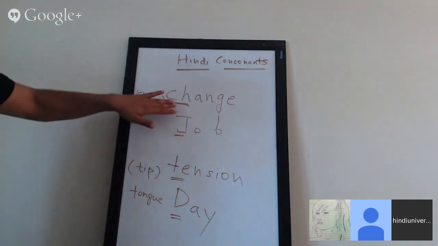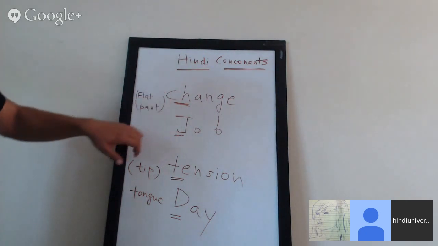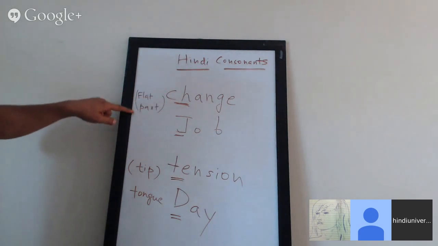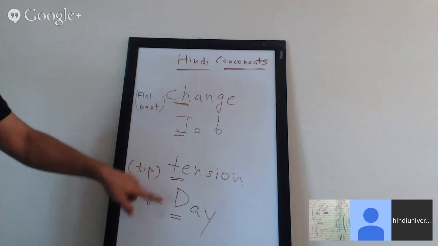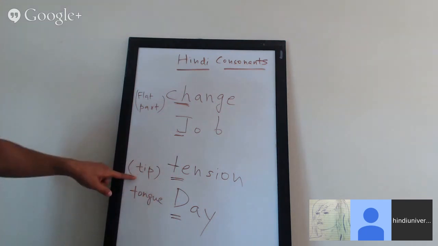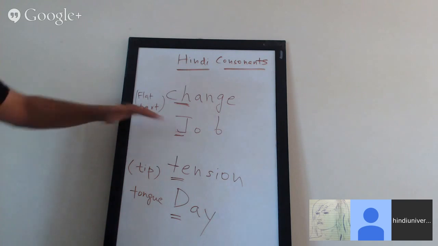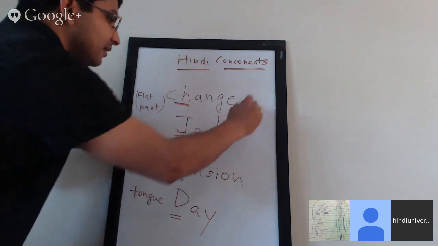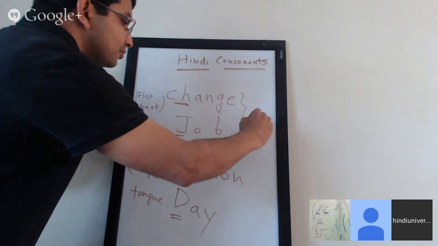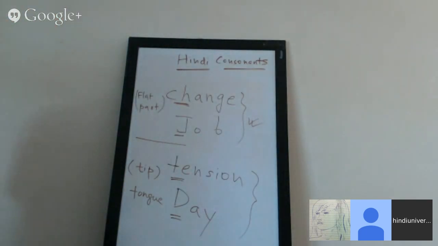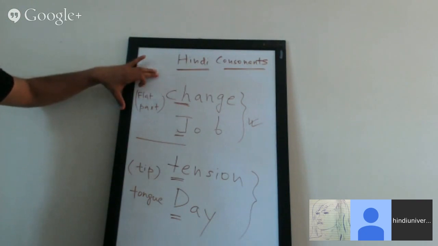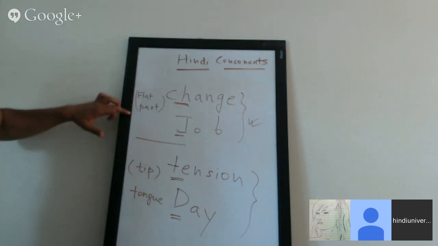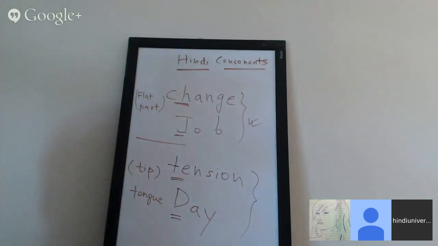Let me repeat that again. When you say change or job, you will notice that the flat part of your tongue is touching the hard palate, the top. Here, pay attention: tension or day, the tip of the tongue is touching the hard palate. So that's the clear distinction. We define these two as palatals, whereas these will be retroflex, which we'll be covering in the next class. So in general, palatals are consonants where the flat part of your tongue is touching the palate. That's why they are known as palatals.